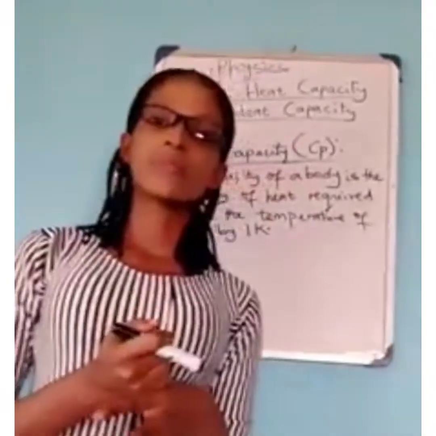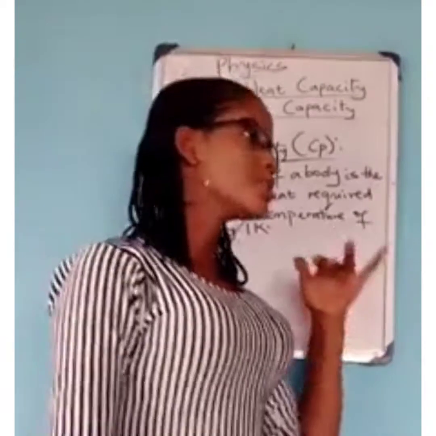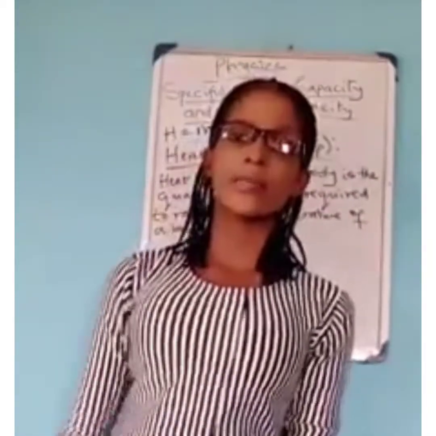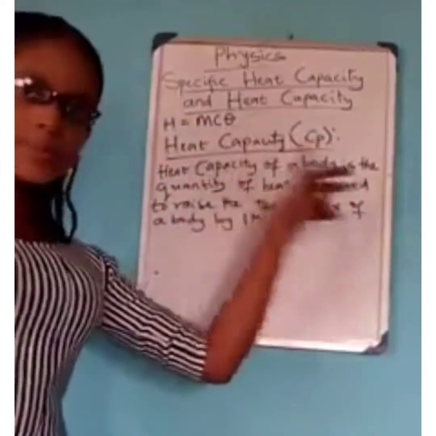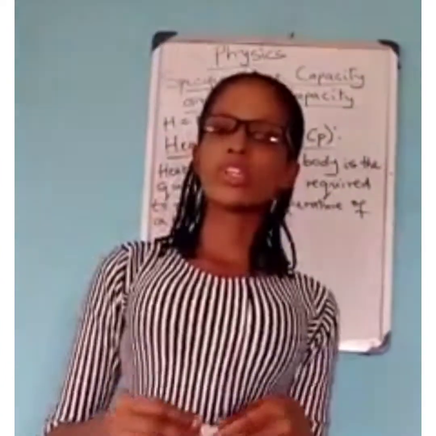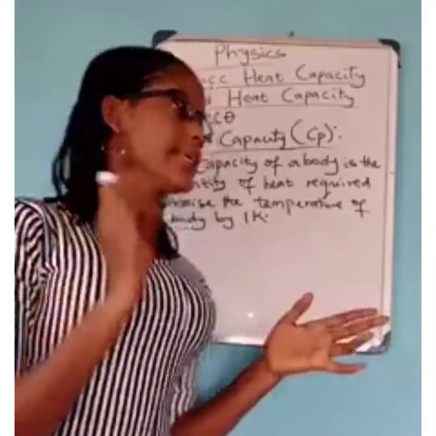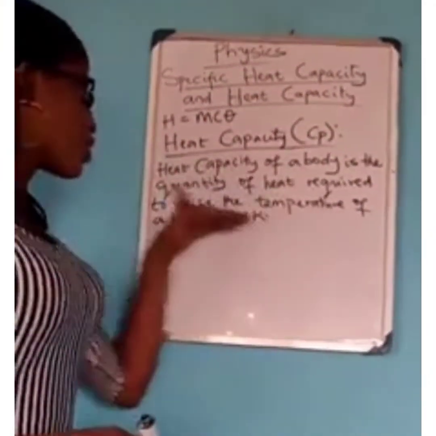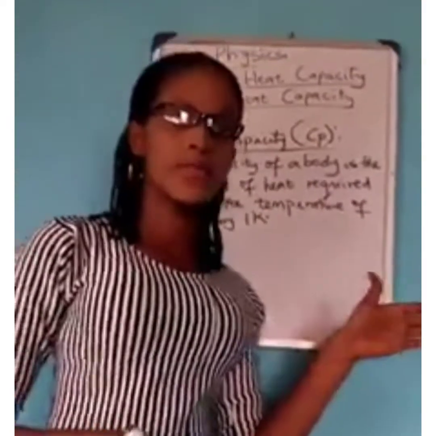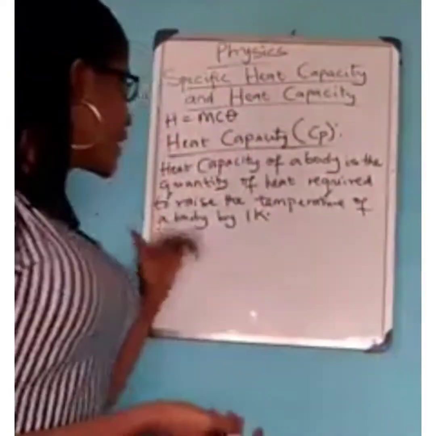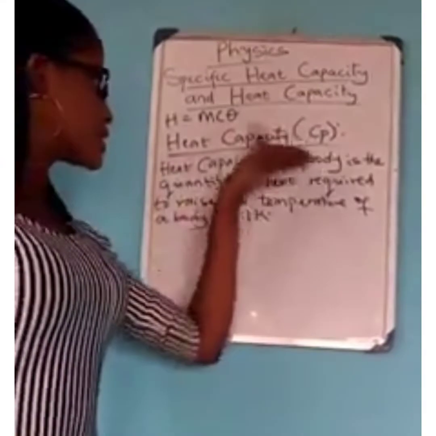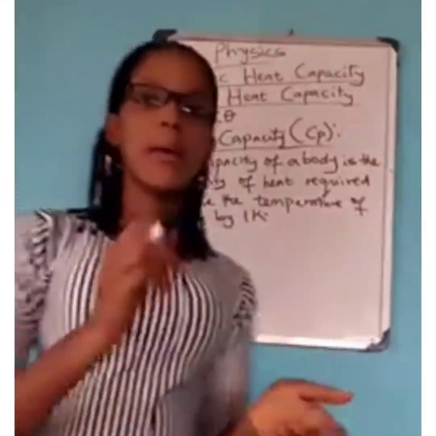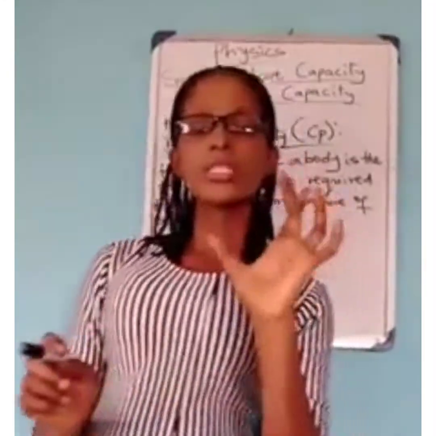If we have known our specific heat capacity, which we can designate with the sign C, then what about heat capacity? It is designated with the sign Cp. So, by definition, heat capacity is the quantity of heat required to raise the temperature of a body by 1 Kelvin or by 1 degree Celsius. Again, heat capacity of a body is the quantity of heat required to raise the temperature of a body by 1 Kelvin. Note this difference.